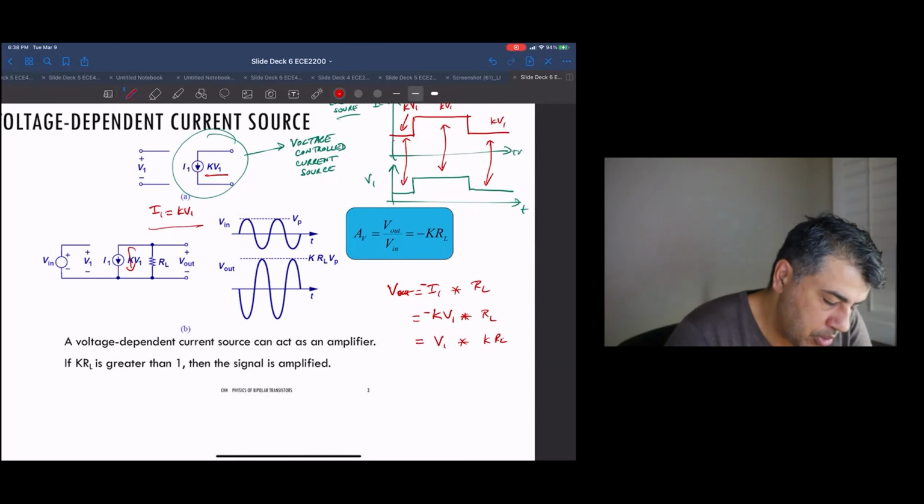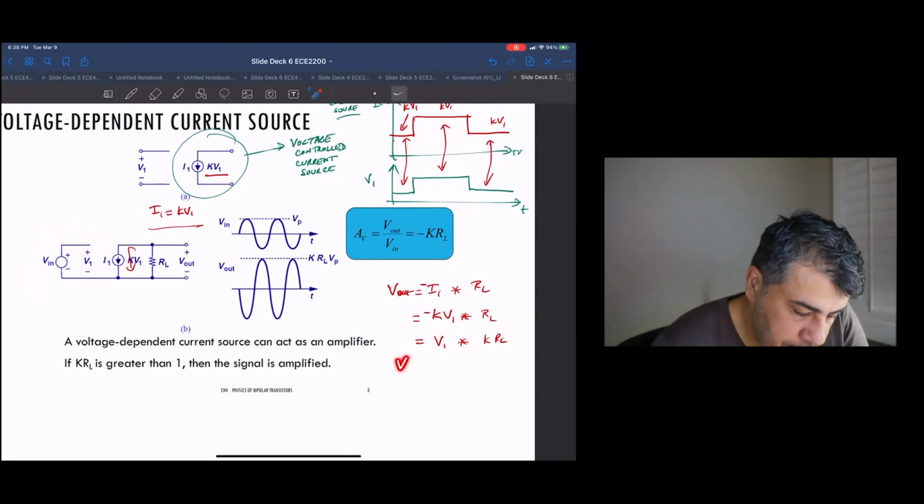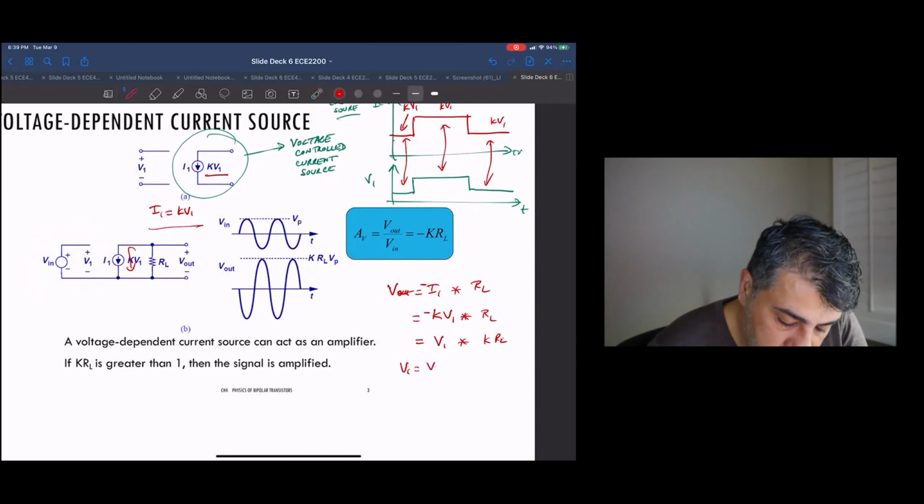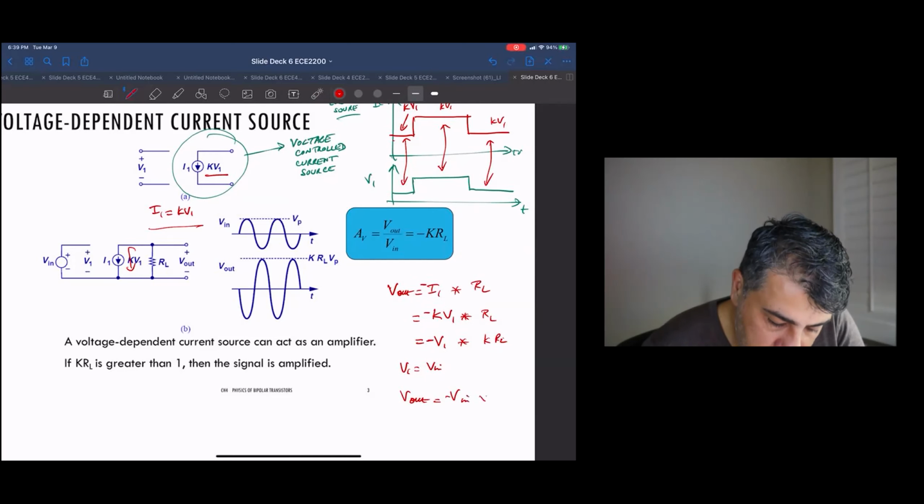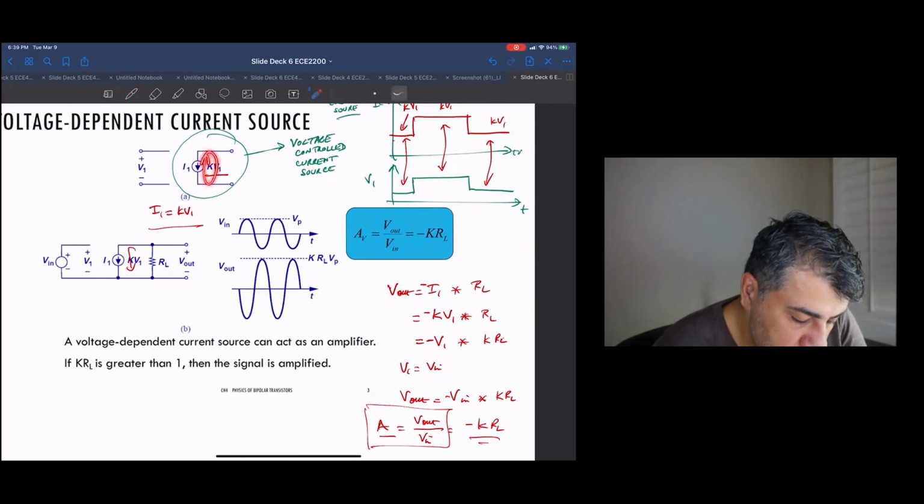And we've put a voltage source Vn across V1, so V1 is equal to Vn. So Vout ends up being minus Vn times K R sub L, or Vout over Vn is minus K R sub L. This is our definition of gain, Vout over Vn. It's basically the transfer function of this current source, K, times our load resistor.